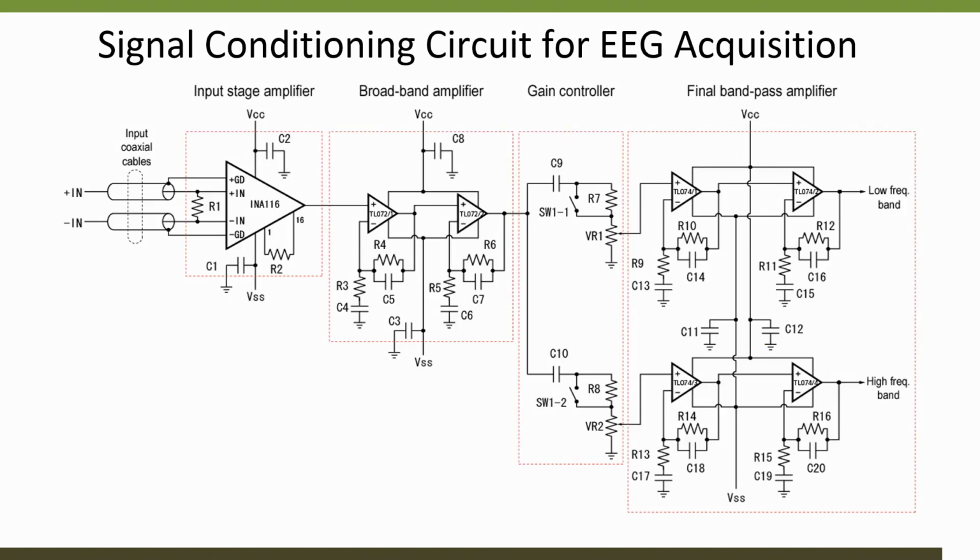So, this is the actual signal conditioning circuit, and we will show you the simulation version of this particular circuit in one of the experimental lectures, where one of my TAs will show you how we can do a simulation to understand how this particular signal conditioning circuit works. So, we have an input amplifier, we have a broadband amplifier, we have a gain controller, and finally, we have a band pass amplifier. So, let us understand each stage.